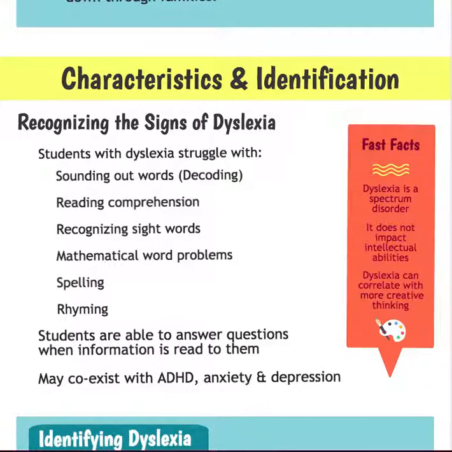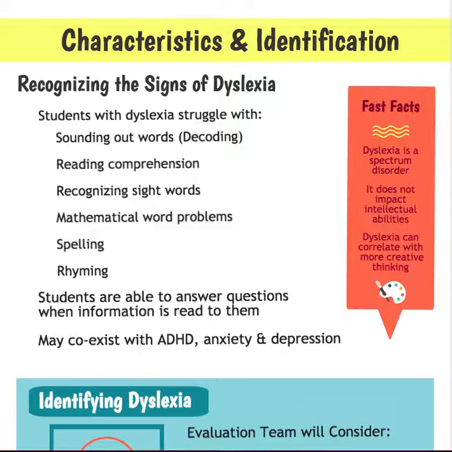One of the most important things I learned about dyslexia is that it is a spectrum disorder, which means that there is no one experience of having dyslexia. However, there are several common characteristics that teachers and families should be aware of. Students with dyslexia often have difficulty sounding out words, also called decoding, reading comprehension, recognizing sight words, mathematical word problems, spelling, and rhyming. Dyslexia does not impact a student's intellectual abilities, so students are often able to answer questions correctly when information is read to them, even if they cannot read the information themselves.